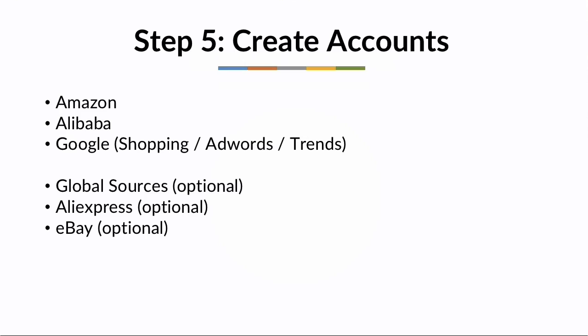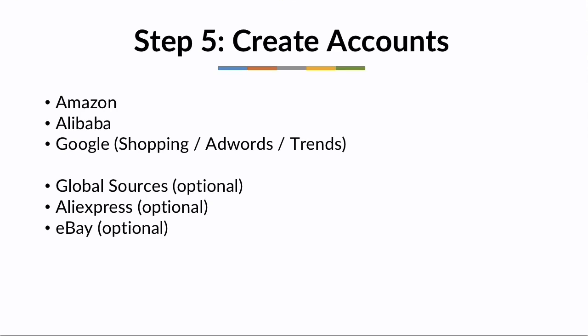Step 5 is to create different accounts. There are 3 required and 3 optional accounts. I just recommend creating them all right now so you don't have to deal with it later. The first 3 are Amazon, which if you don't have one, you should get one already because you're on an Amazon FBA course and this is how we will list directly onto Amazon.